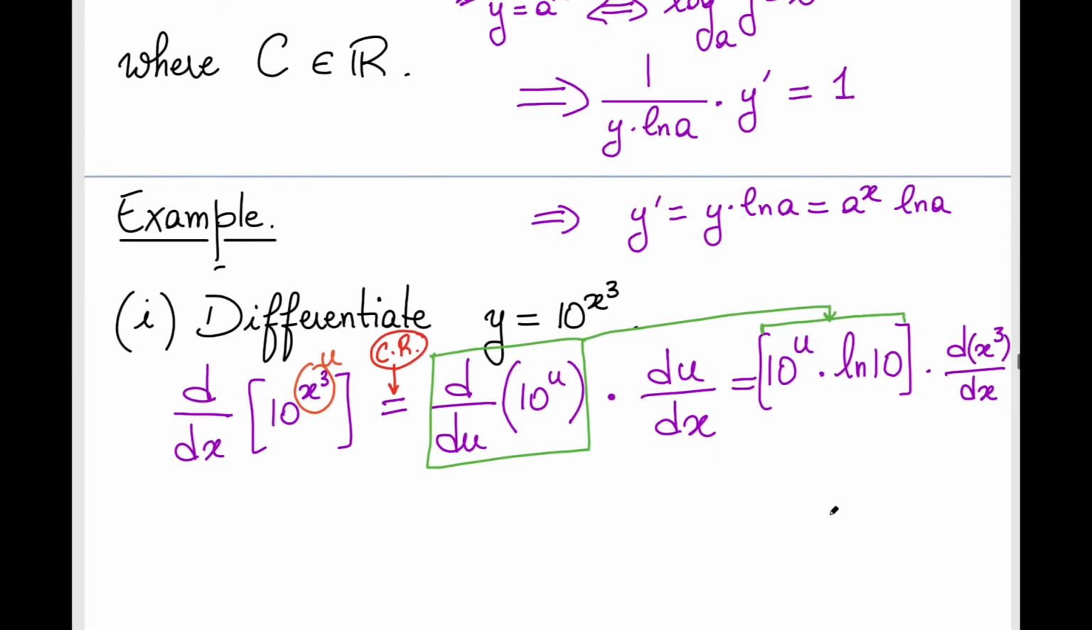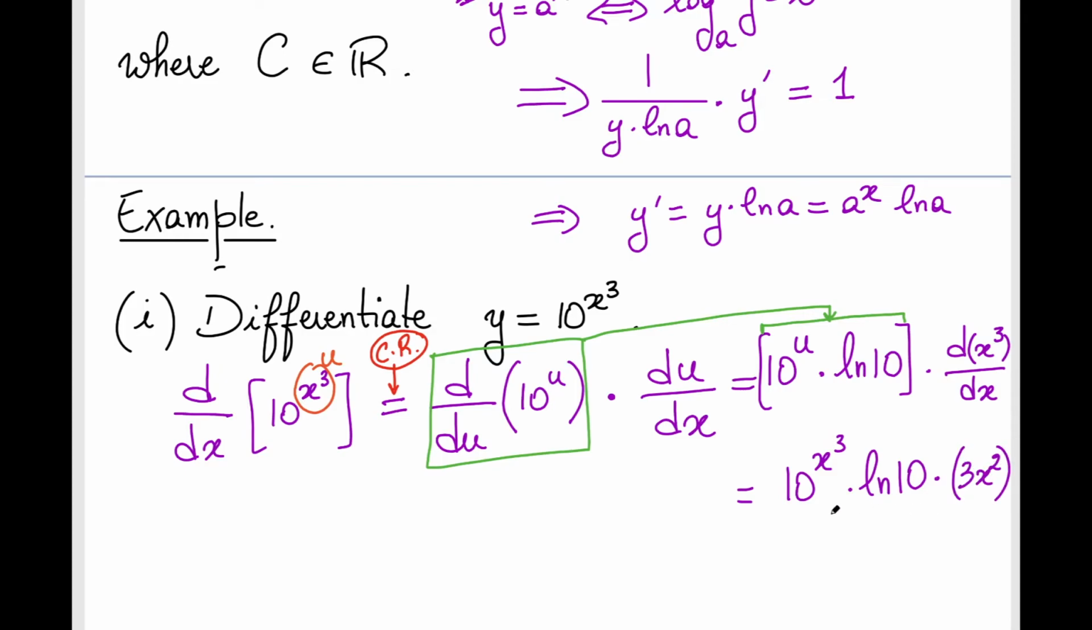Okay. Well, what's that then? This is 10 to the power x cubed times ln of 10, I'm just replacing what u means, times the derivative of x cubed with respect to x, that's 3x squared.